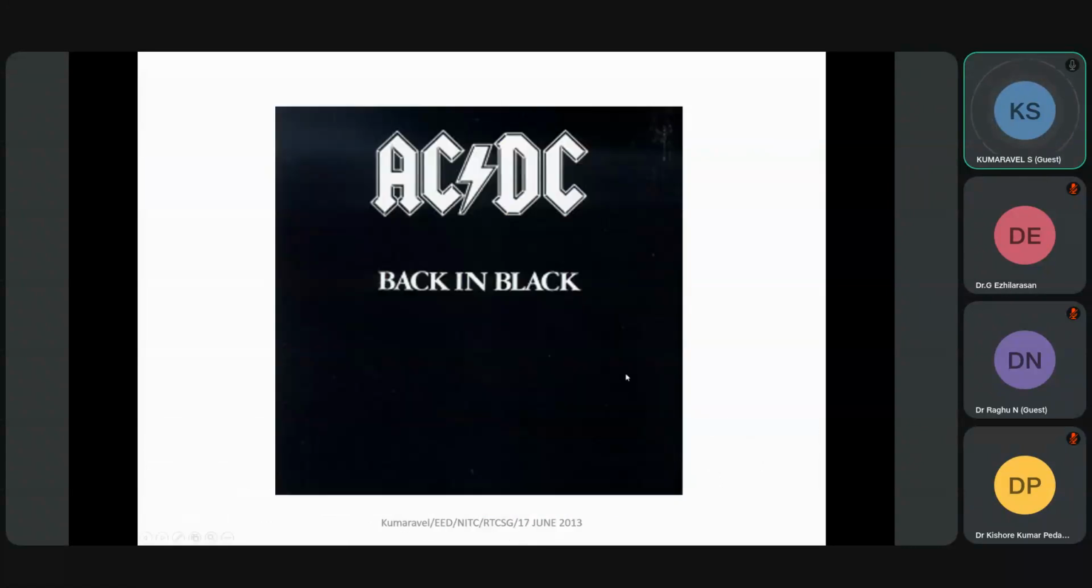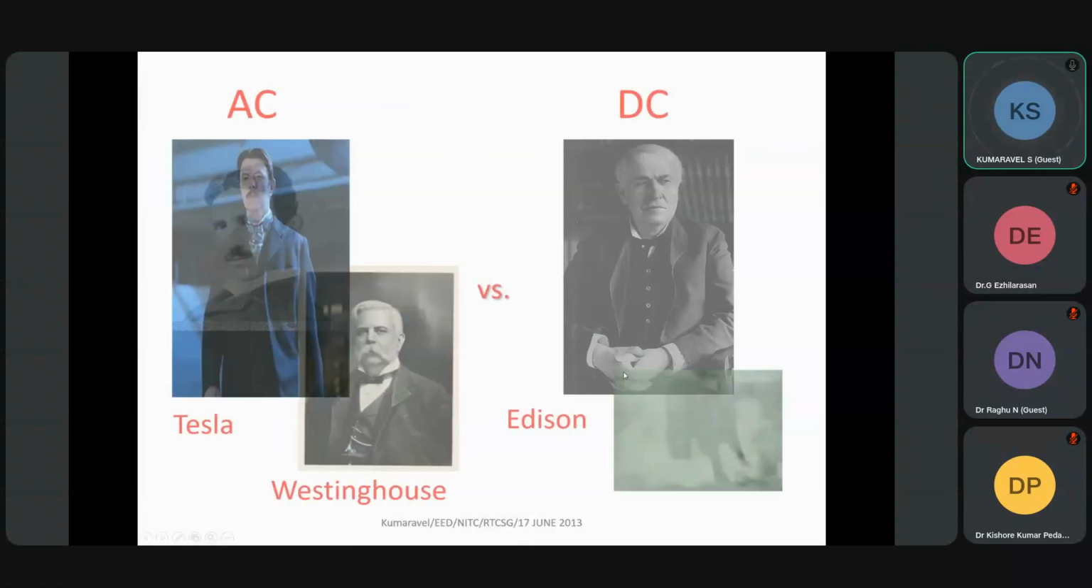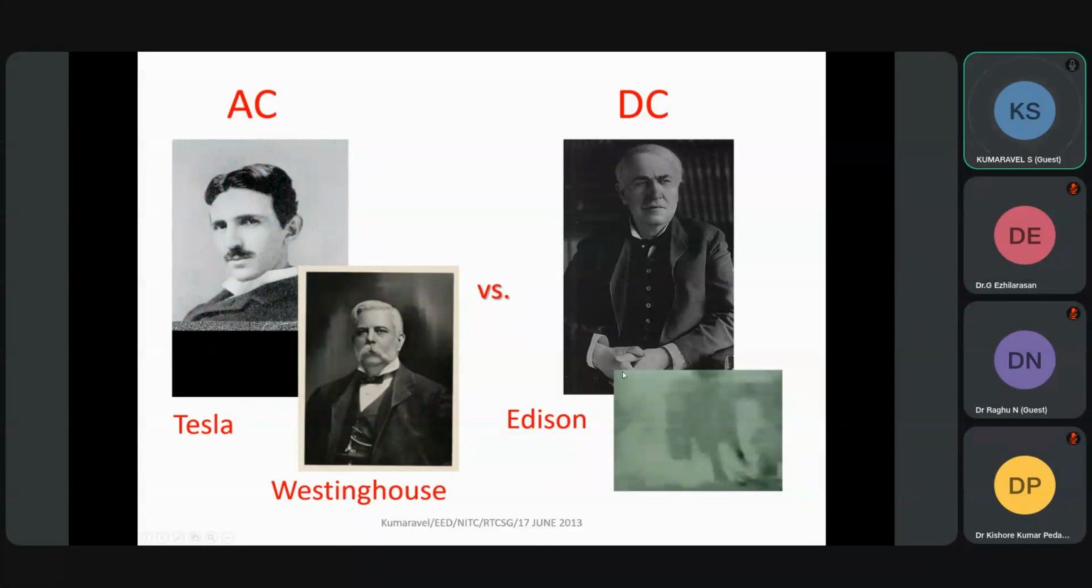But now, if you ask a question between AC and DC, in 1887 the war was won by AC. But in 2024, if you conduct a war between AC and DC, I don't think AC alone will win. AC has lost its attraction. I think you all may agree with me.